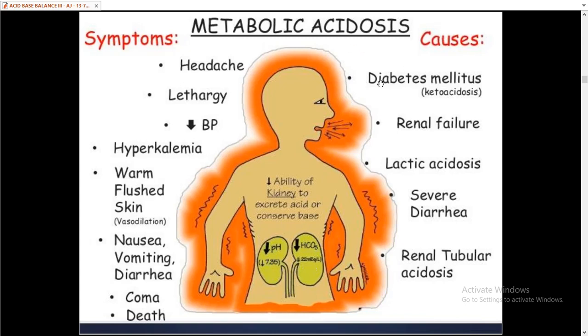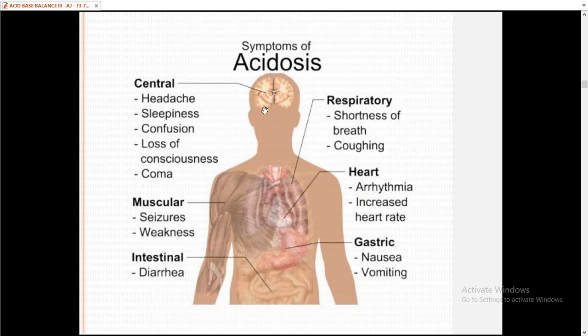The causes could be diabetes mellitus, especially diabetic ketoacidosis, renal failure, lactic acidosis, severe diarrhea, and renal tubular acidosis. The symptoms that the patient can present with are hyperkalemia, decreased blood pressure, lethargy, headache, warm flushed skin, nausea, vomiting, diarrhea, loss of consciousness or coma, or sometimes death. These are the signs and symptoms by which the patient can present in the emergency room.